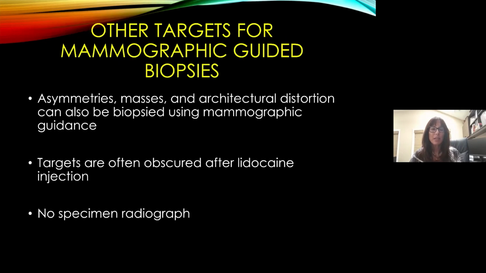In addition to calcifications, there are other findings that may be targeted with mammographic biopsies. That includes asymmetries, masses, and architectural distortion that may be sonographically occult. With these types of targets, lidocaine can often obscure the underlying target, so just keep that in mind. It's harder to see the underlying target for a non-calcified lesion compared to a calcified lesion. In addition, there's no specimen radiograph to confirm that the target has been sampled, as you would have with a target of calcifications.